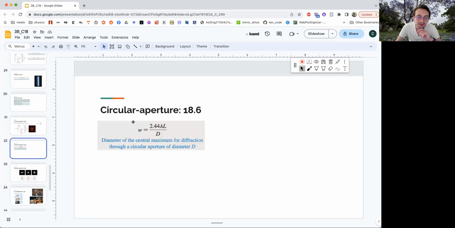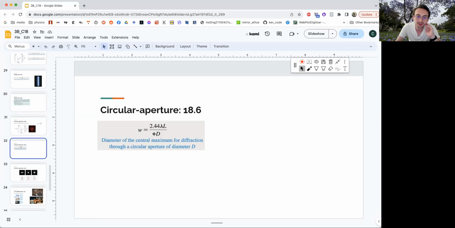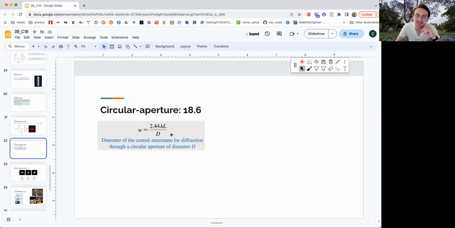Okay, so the other formula you should know, there are only two for the circular aperture, is that we can also find the width here. And it's very similar to this width formula in the single slit case, but instead of a 2, you can see we have a 2.44. And instead of the a, the width of that single slit, we have D, which is the diameter. It's effectively the width, right? It's how big that opening is.